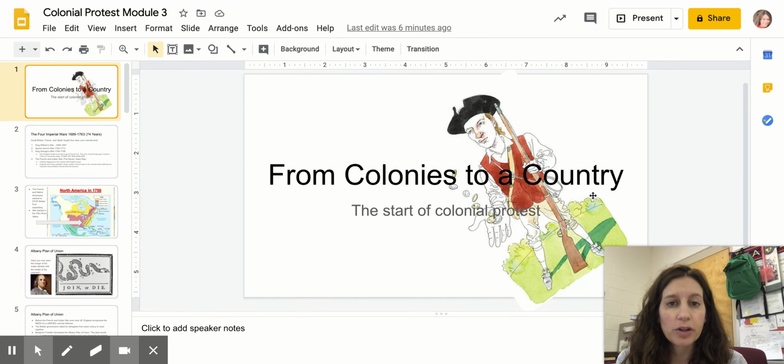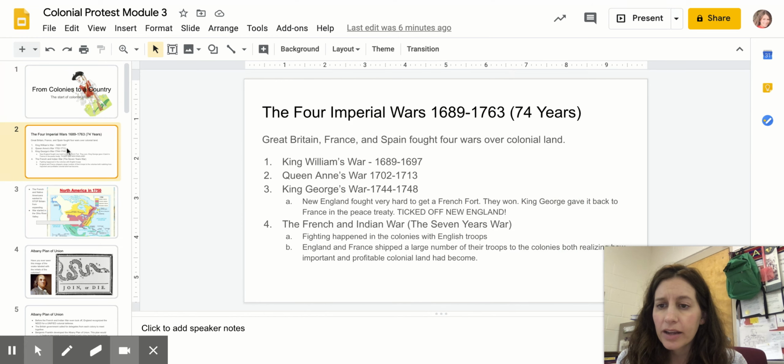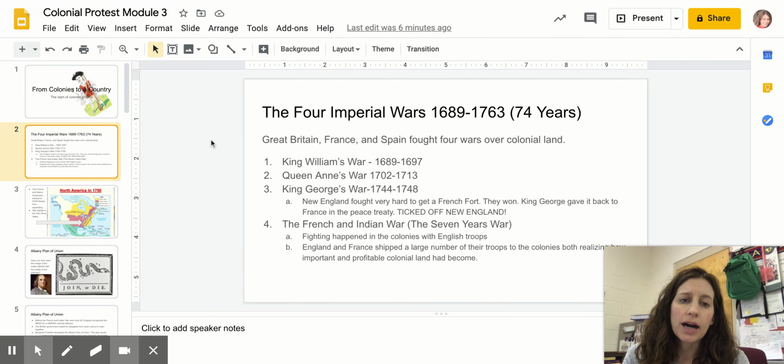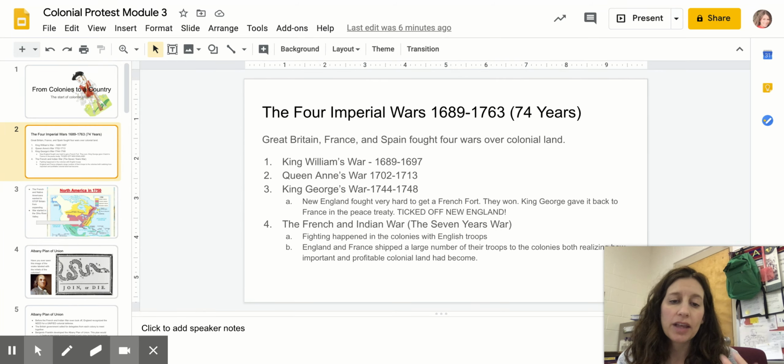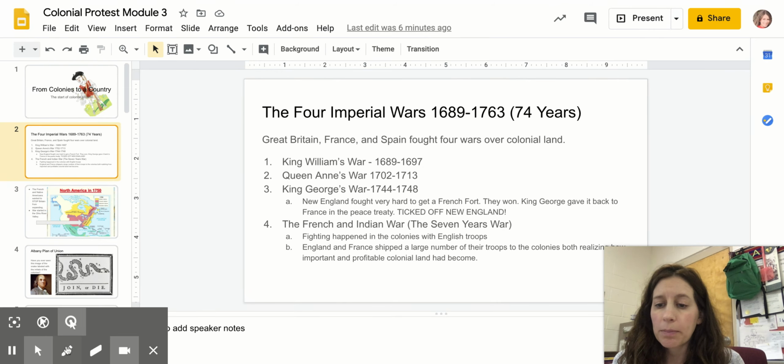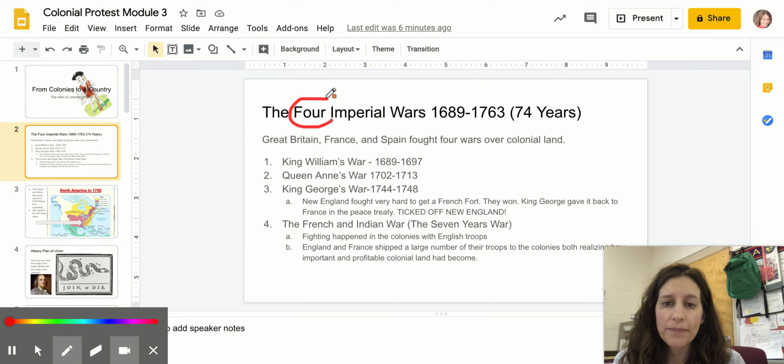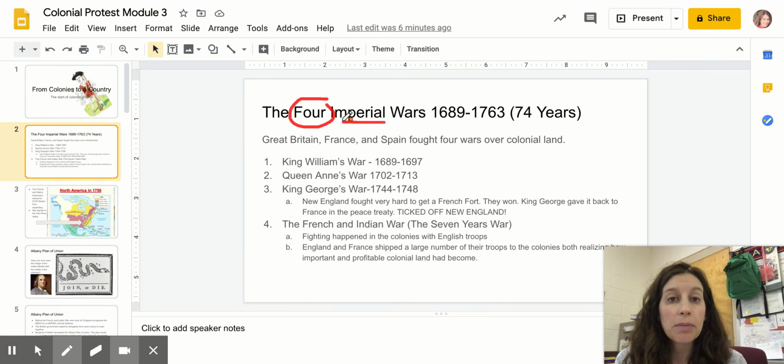Okay, so the start of colonial protest. The first thing that we have to know is leading up to the big event that happens before the Revolutionary War is the French and Indian War. Leading up to that event are three other wars. Altogether, we call these the four imperial wars. Now notice that word imperial, empire. These are all wars that are fought by Great Britain, from 1689 to 1763.